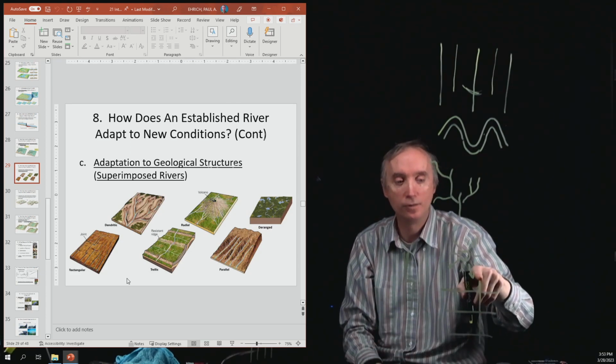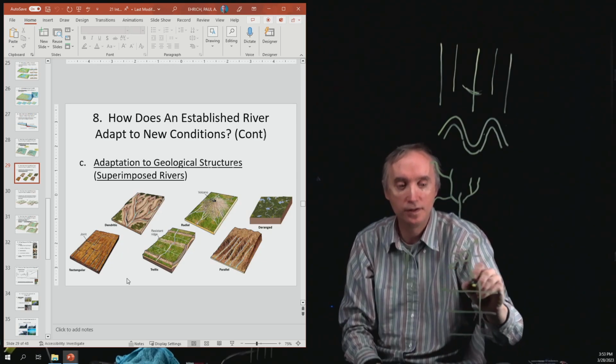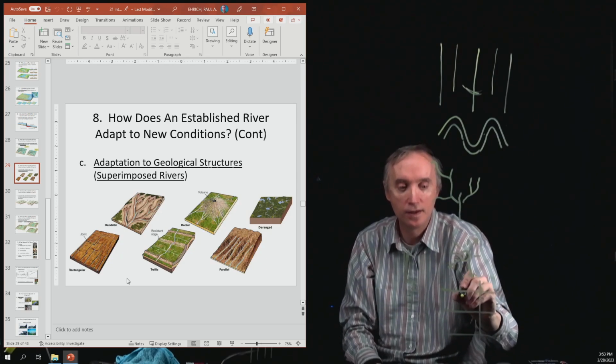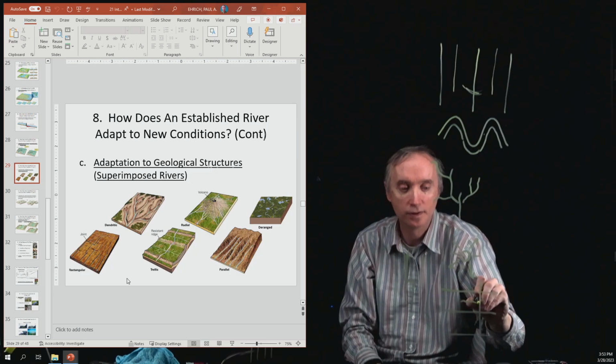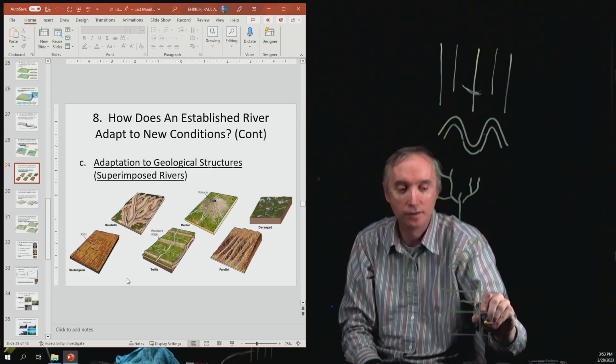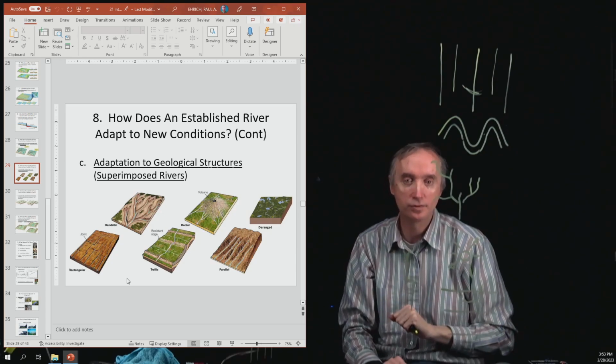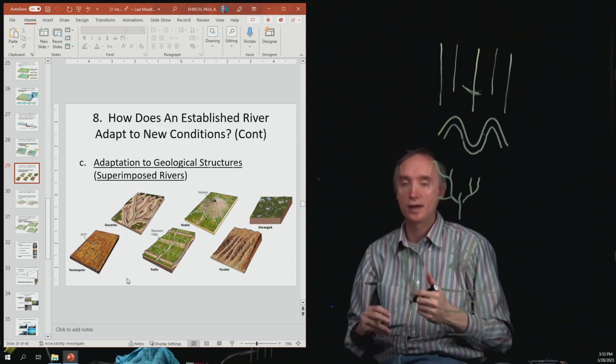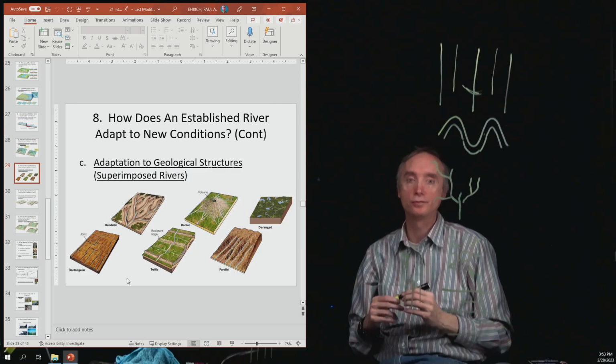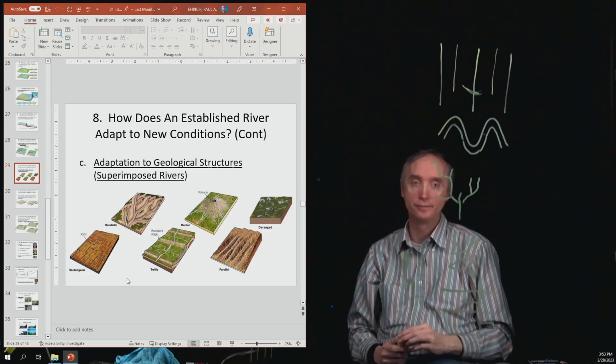So you can see that it would cut across these anticlines. And then there might be tributaries that would be feeding this river system that are flowing in this direction. So this is going to make a trellis type of river pattern.